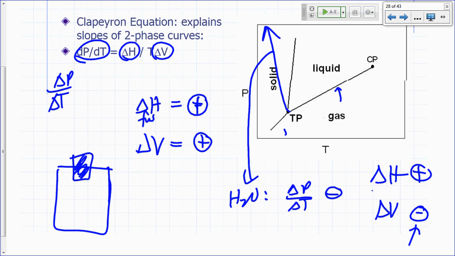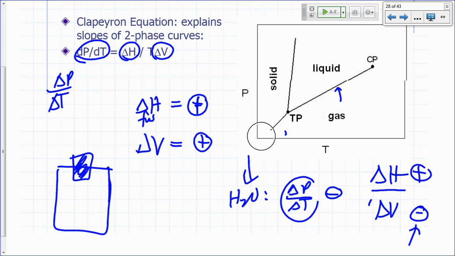Okay, so delta H over T delta V, which is the slope, is going to be a negative slope, so it's going to lean this way. So water is the exception. Most solids will expand when you melt them. Okay? Now, why is the slope much steeper for this as opposed to this?